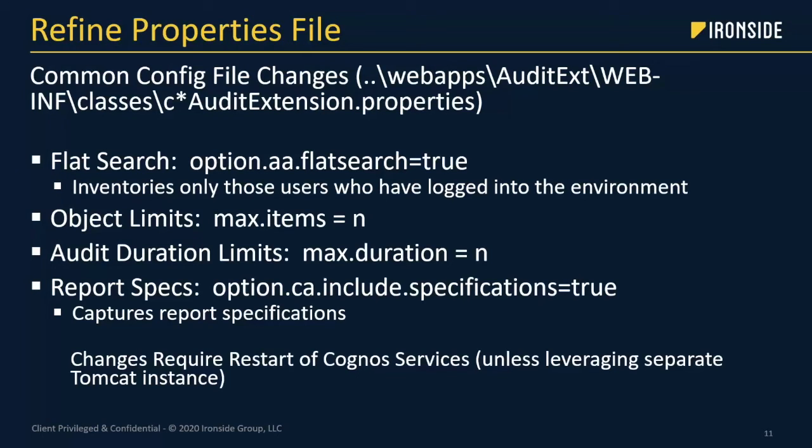All right, continuing on. So as I said, one of the things you often need to do when you're first leveraging the audit extension is to refine the properties file. Okay, so this is where the properties file lives. It's C11 or C10 AuditExtension.properties. A couple of the ones that we're always looking at and always changing. The first is flat search, right? So there's a property called options.aa.flatSearch.